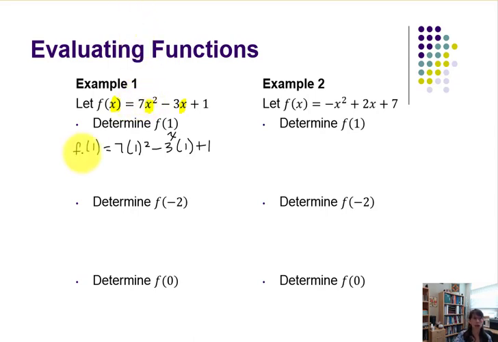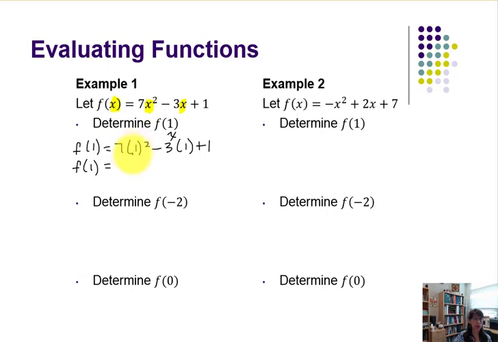positive 1. On the left side, this function notation f of 1 is simply function notation. We're not doing anything with f of 1 except copying it each time. Remember, that is not multiplication. It is function notation. It tells us we are evaluating the function when the x value is 1.